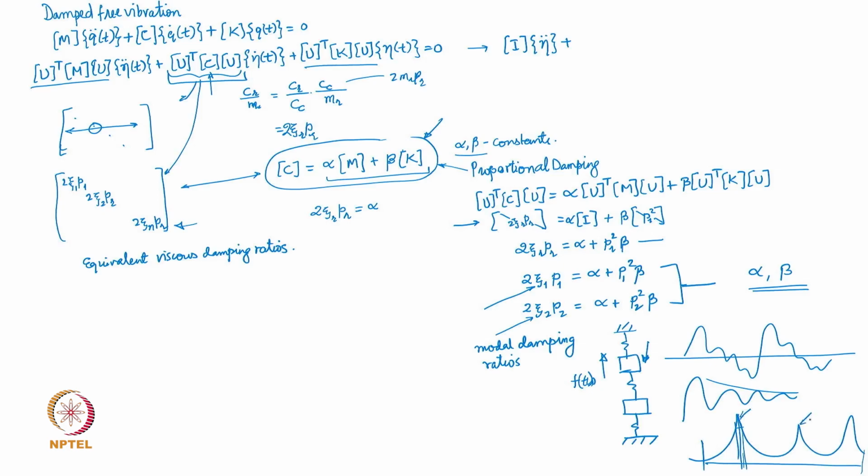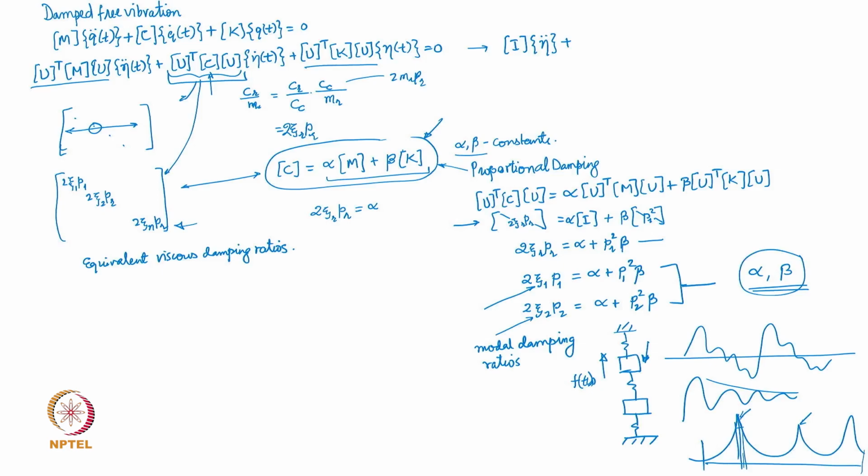Likewise, one or two resonances you can use for finding out zeta 1, zeta 2, and then that will give you alpha and beta. The only problem is, for higher frequencies and higher modes, will these alpha and beta capture the dynamics properly, because they are based on only the first two modal damping ratios, right.